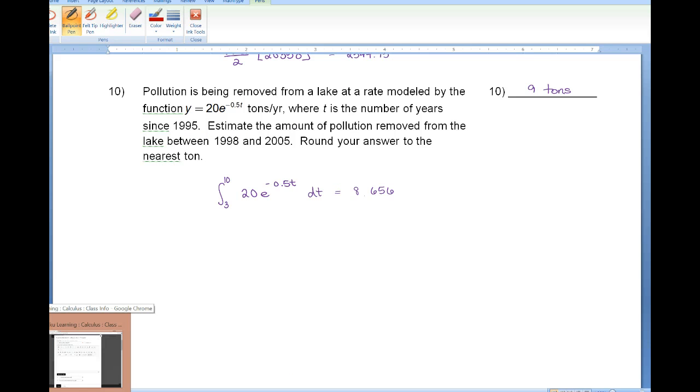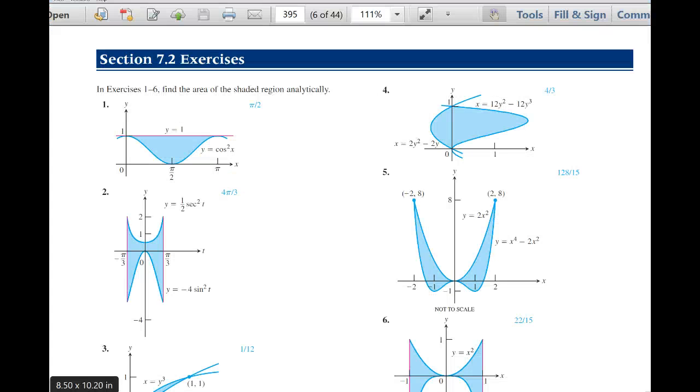Okay, this is another one. Again, number of years since 1995. So 1998 is 3 and 2005 is 10 years after. You just plug this into your calculator. So I'm going to look for just the setup and then the answer. The three's on the bottom.